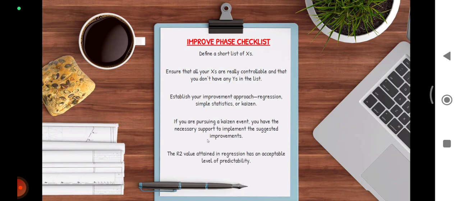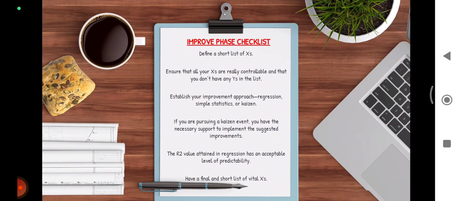And then also when you are validating those critical X's, okay, your R2 value should have an acceptable level of predictability. And in this case, it was up to 90%. So it was very predictable. There was a relationship like that. And then you should have a final and a short list of vital X's, as you saw, missing information, and those 3 vital X's that follow through.